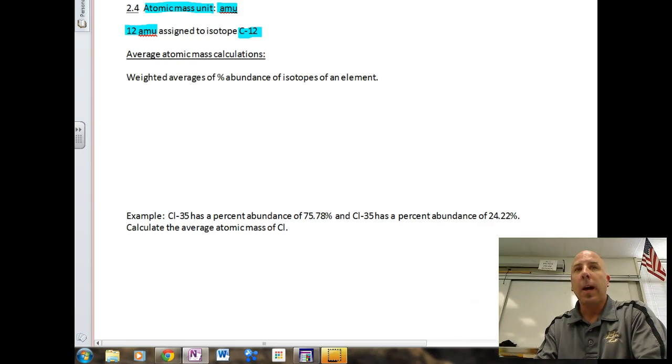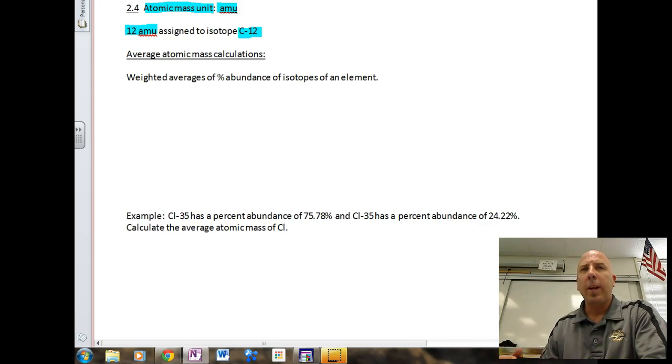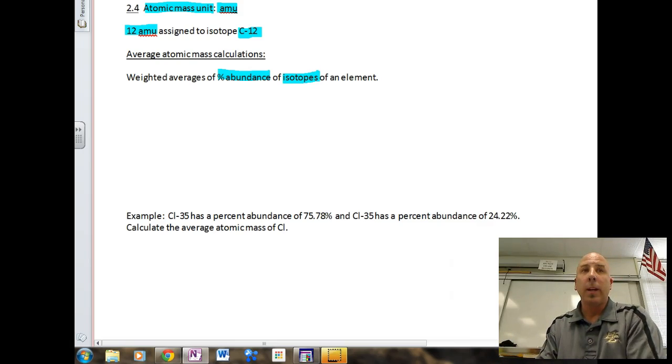So let's take a look at what an average atomic mass calculation looks like and some of the ideas behind it. First off, the weighted average of percent abundance of isotopes of an element is how we calculate average atomic mass. Now, this percent abundance idea is just how common this isotope is in nature. And of course, we have different isotopes of elements in nature, and these go into calculating average atomic mass.